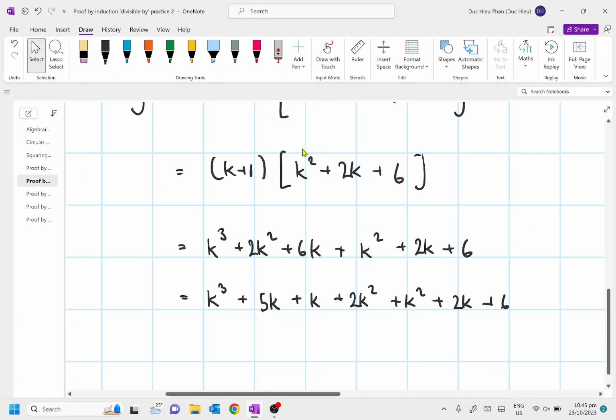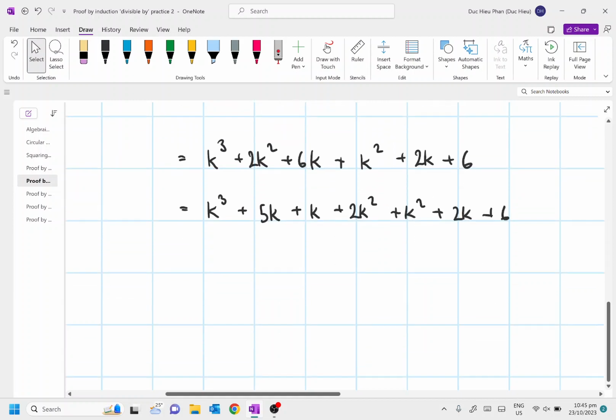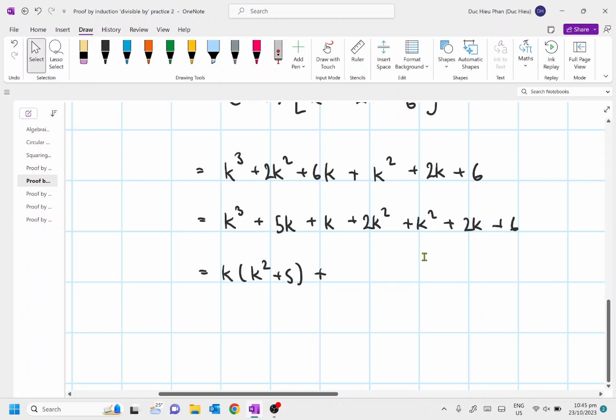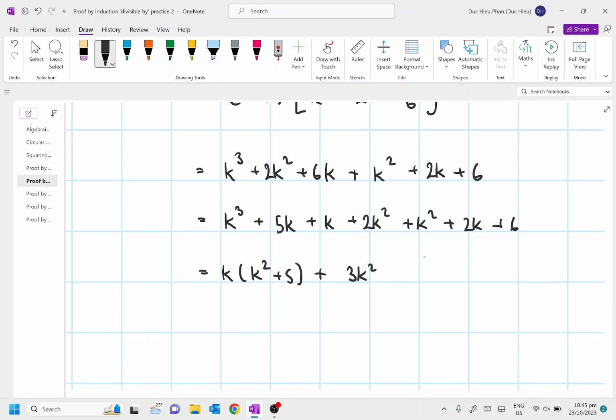Okay, just checking if I did any errors here. So k cubed, split that into 5k and k, 2k squared, 2k plus 6. Then we can say this is k times k squared plus 5, and then we want to just simplify this. So plus 3k plus 6. There we go.